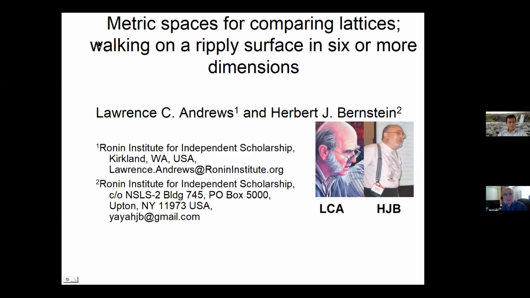this. So let me see, I don't see how to change the cursor. Mine's big enough anyway. There we go.